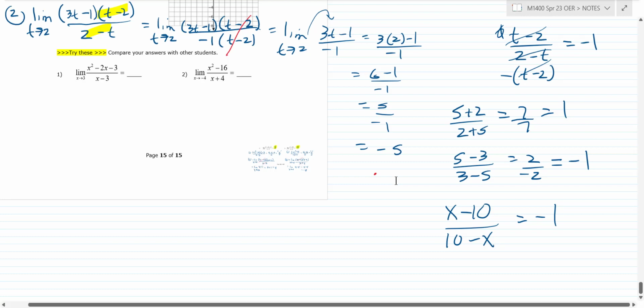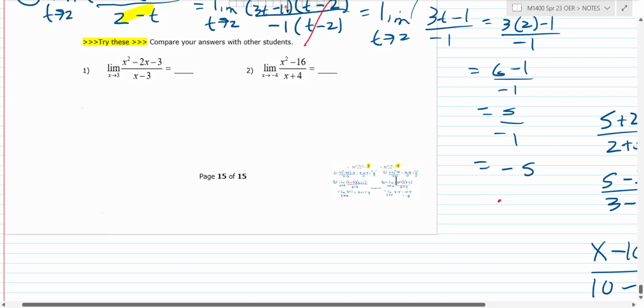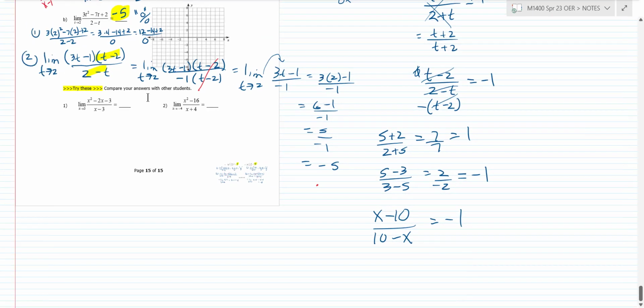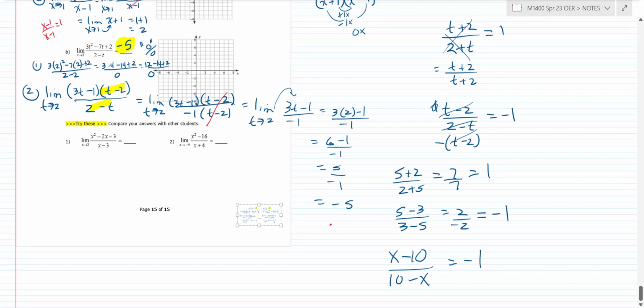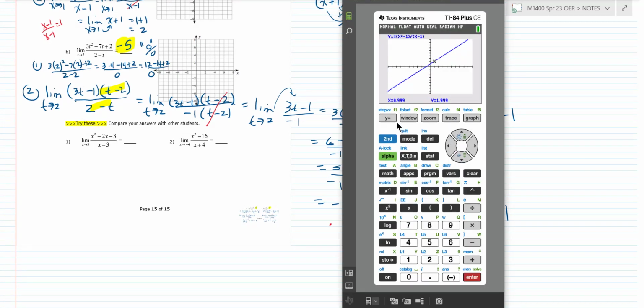I'm going to have you pause the video and work these two problems out. Oh, I do want to do the graph on this one on the calculator also, just to verify your answer. Again, you're going to see a line on this. So we'll graph the original: 3x squared minus 7x plus 2, divided by the denominator 2 minus x. We want to get that put in.